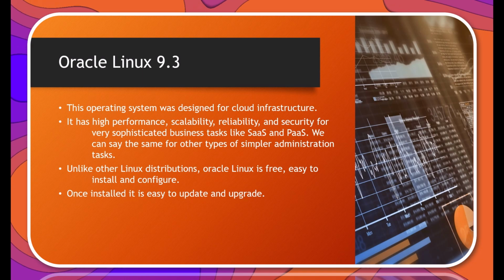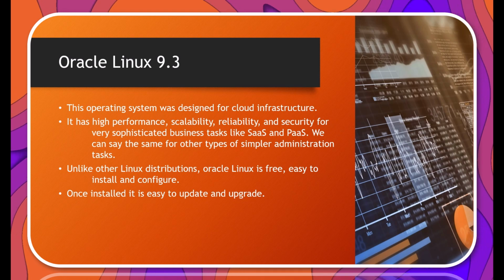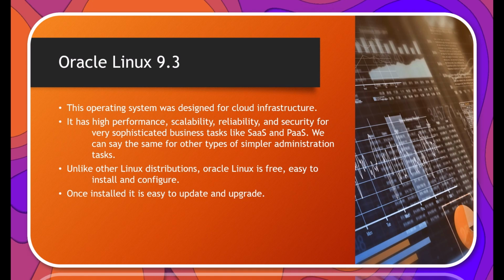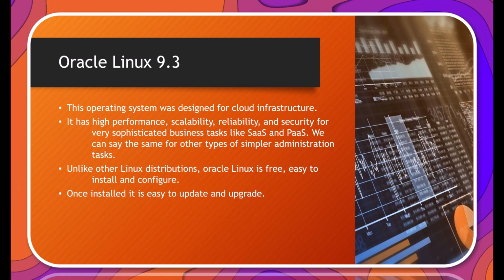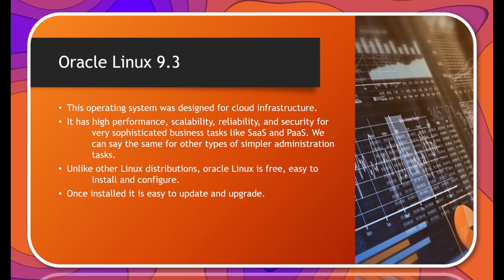Oracle Linux 9.3. This operating system was designed for cloud infrastructure. It has high performance, scalability, reliability, and security for various sophisticated business tasks. We can say the same for other types of simpler administration tasks. Unlike other Linux distributions, Oracle Linux is free, easy to install and configure. Once installed, it is easy to update and upgrade.